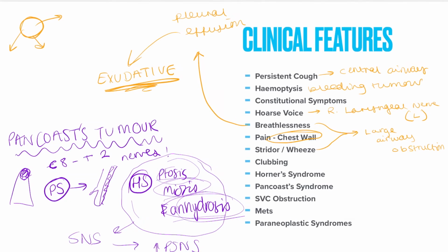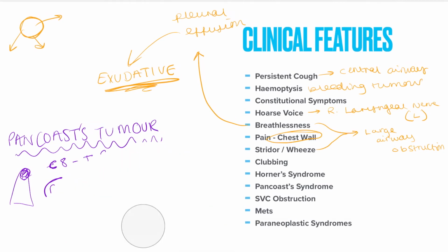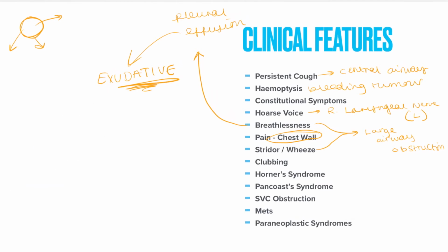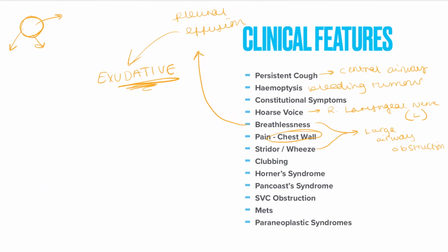I'm just going to rub this out so we can talk a little bit about SVC obstruction. When we say SVC, we're referring to the superior vena cava, and that's the main way that blood drains from the face, from the upper extremity, from the upper thorax, to come into the heart. Because it's a vein, that means that it's quite squishy.